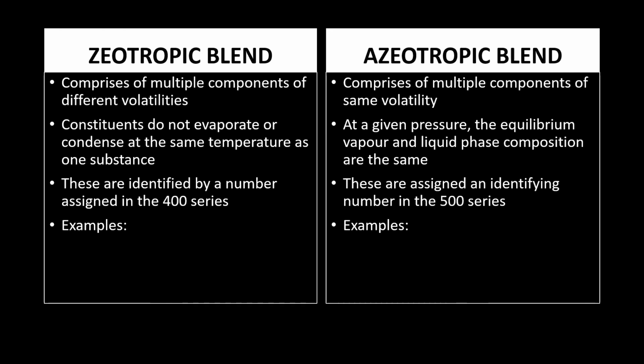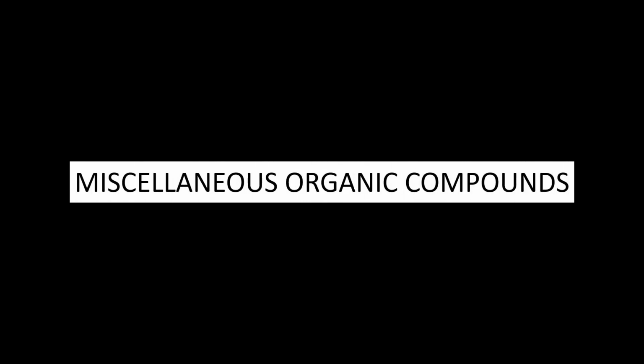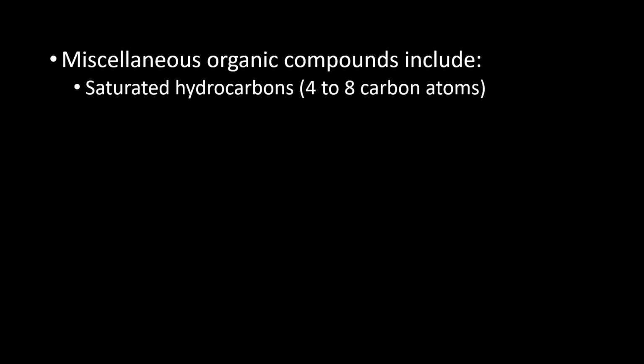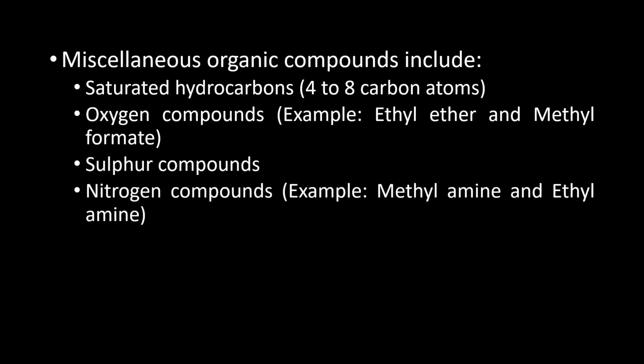Here are few examples of azeotropic and zeotropic blends. When two zeotropic or azeotropic blends have the same constituents but different composition, as is seen in these examples, suffix upper letter A, B, C, etc. are added to distinguish between such blends. Let us now discuss some miscellaneous organic compounds. These miscellaneous organic compounds include saturated hydrocarbons having 4 to 8 carbon atoms, oxygen compounds like ethyl ether, sulfur compounds, nitrogen compounds like methylamine.